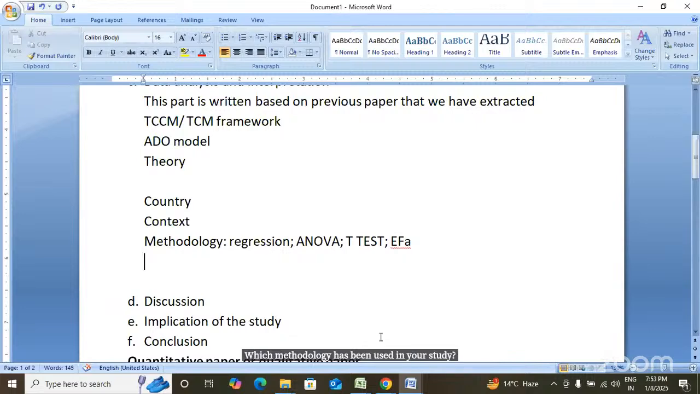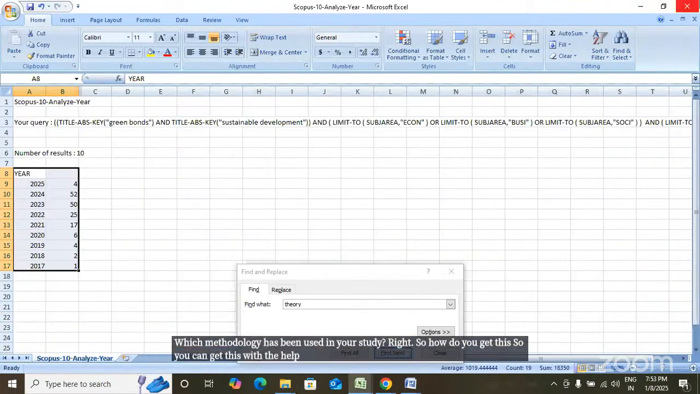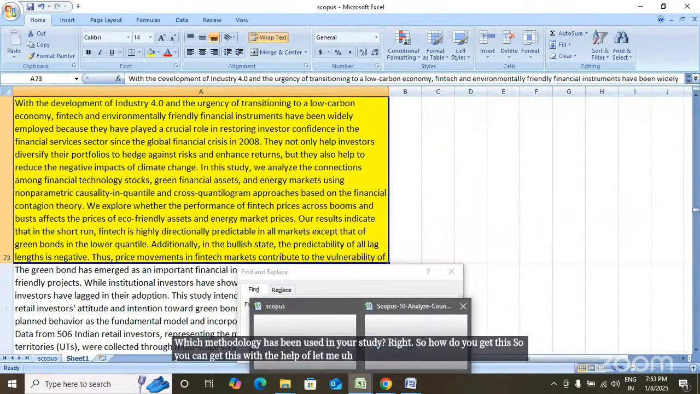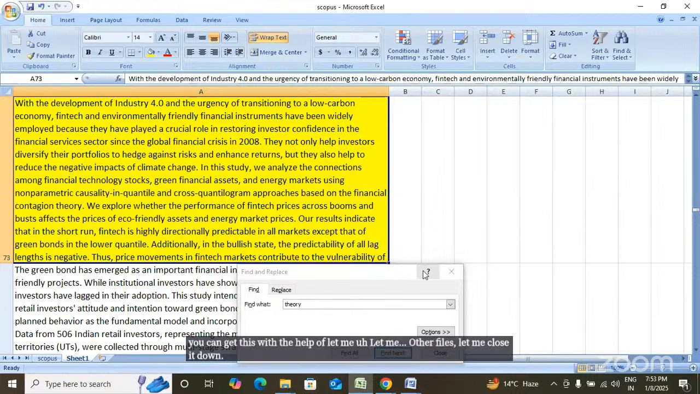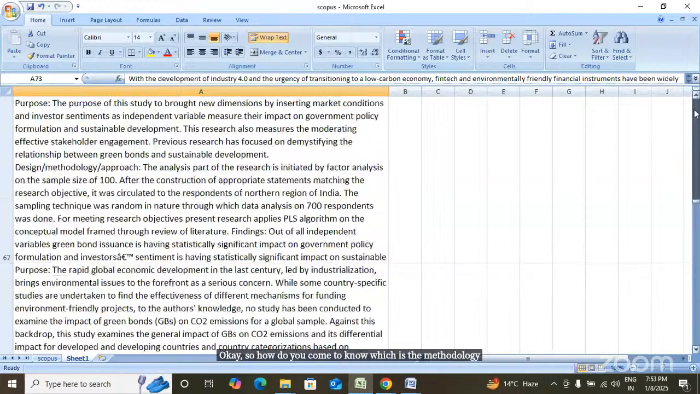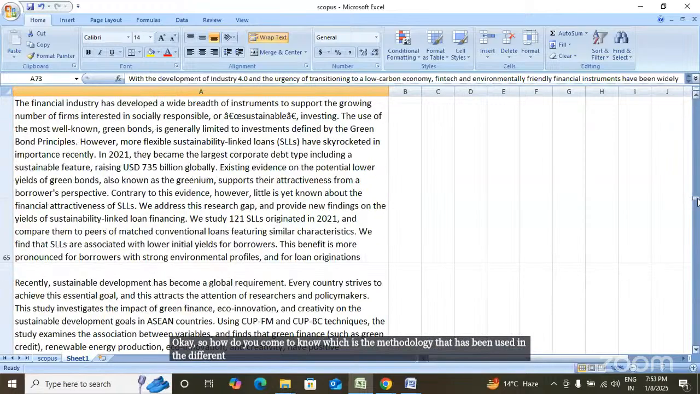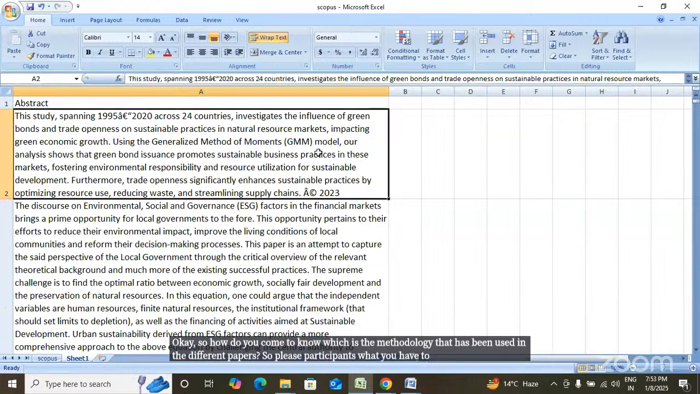So how do you get this? Let me close the other files. Okay, so how do you come to know which methodology has been used in the different papers? So please, participants, you have to read all the papers, right? Only then will you come to know which methodology has been used by different authors.